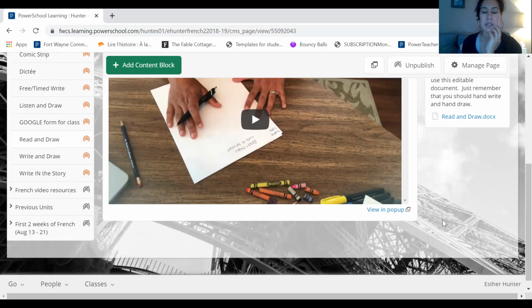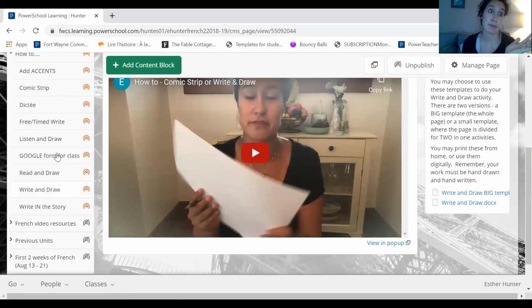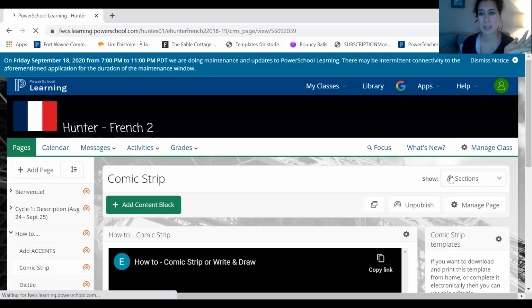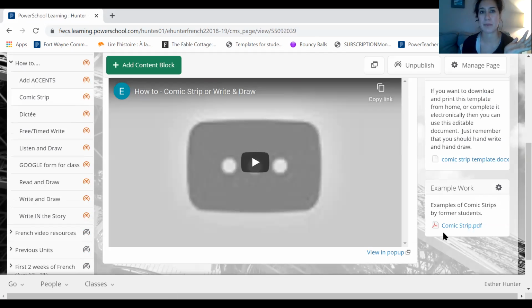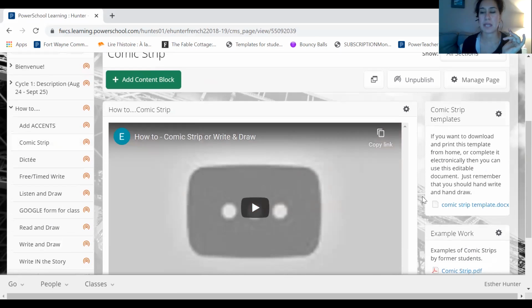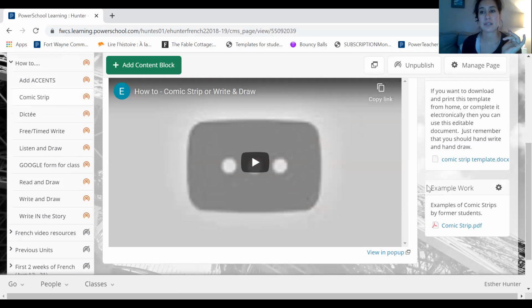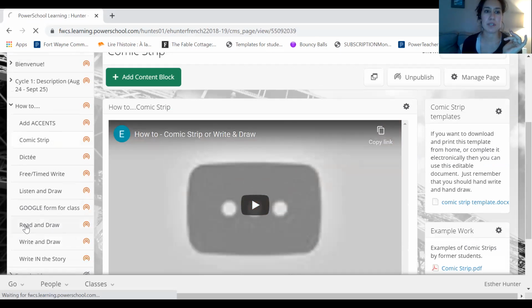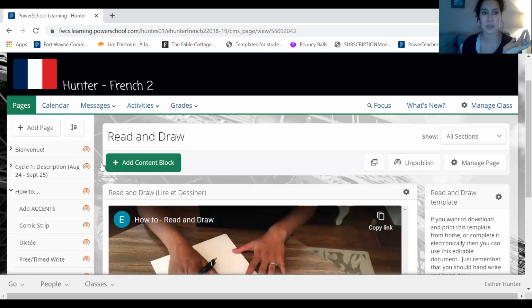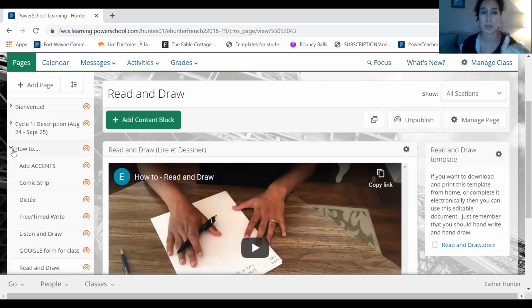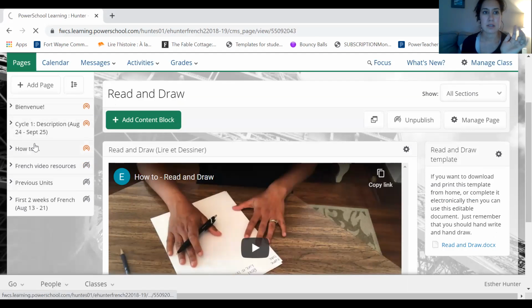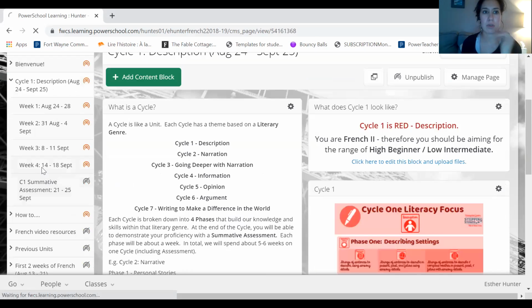In some of these, there's also examples, and unfortunately for this one, I don't have an example. But if I go to, I think, Write and Draw, nope, that one doesn't have an example either, but I know I do have them. Okay, yeah, and a comic strip, it has example work. So I will put example work there for you to access as well. There isn't one for the Read and Draw, but just follow the how-to video and you'll know what you're doing. Okay, so that's where they all are always. Okay, so you know what you need to be doing.